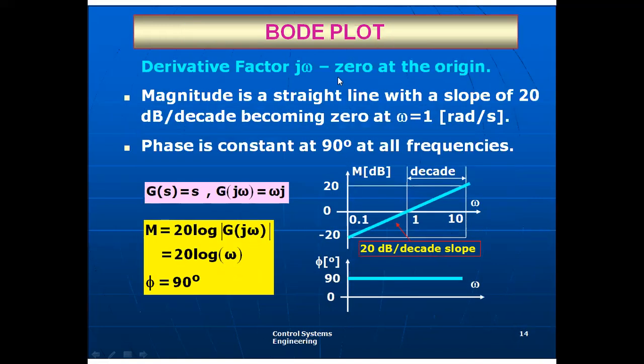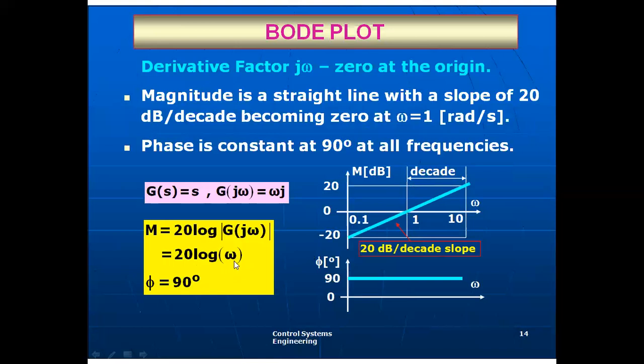Suppose there is a zero at the origin, a j omega term in the function. It will contribute a positive slope of 20 decibel per decade. When G of s is equal to s, you can see that the magnitude is 20 log omega. When omega equals 1, log 1 equals 0, so 20 into 0, you will get 0.